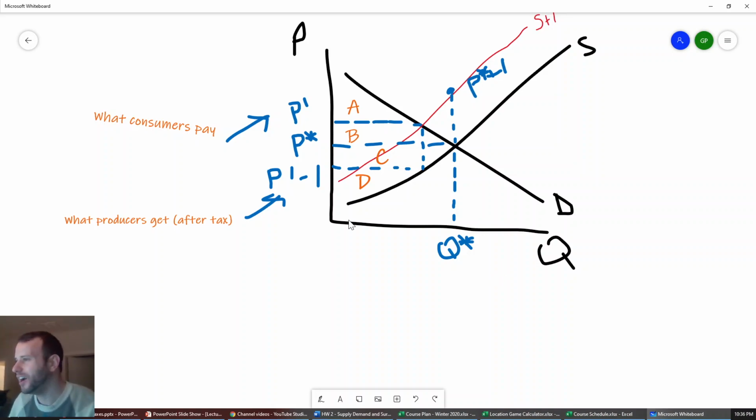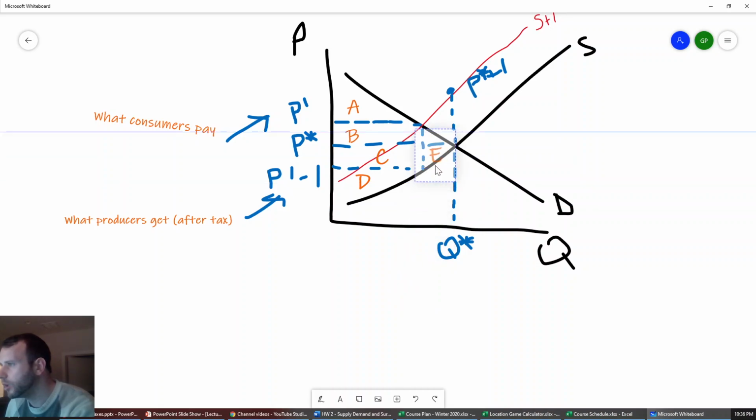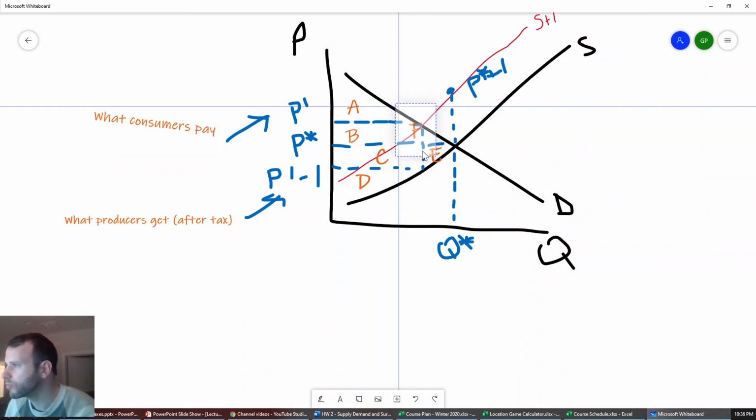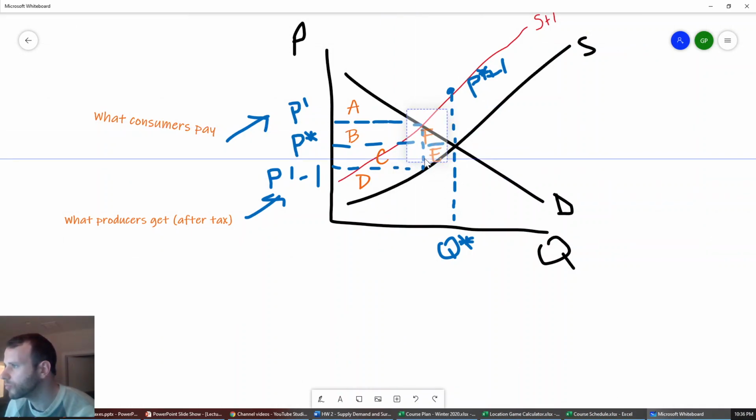Okay, so I need two more. There's E, and we need one more. F. It's hard to see, but F is the area above this little dotted line above the old equilibrium price.